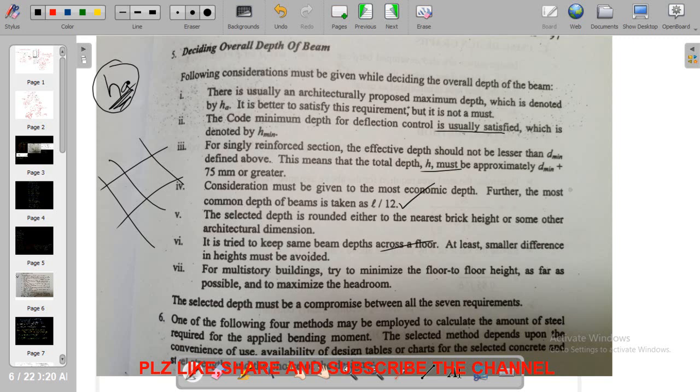That's why I derived that economical equation for the minimum depth. Choose the minimum depth; don't unnecessarily increase the depth of the beam. The selected depth must be a compromise between all the seven requirements. All these seven requirements which you see here, always try to comply with these criteria.